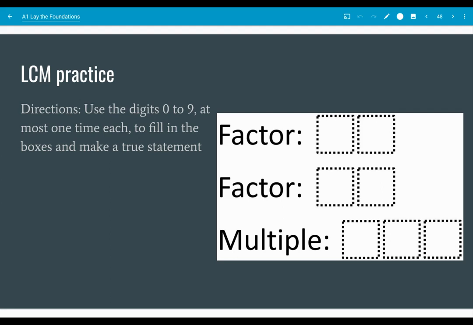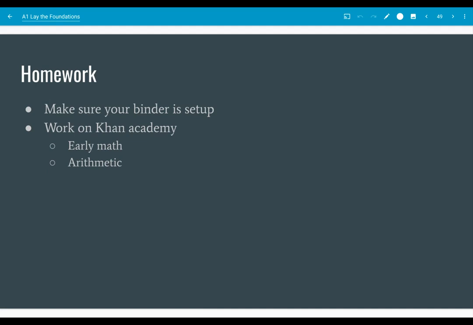Okay, we're going to practice this in class. So for your homework, you still have Khan Academy arithmetic to do. Once we're done with arithmetic, we're going to switch over to working in ALEX. It'll be the last of the Khan Academy you have to do. If you have any questions, please bring them to class and we'll talk about it.